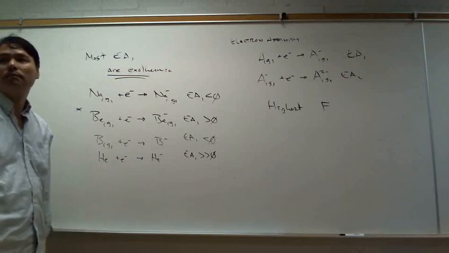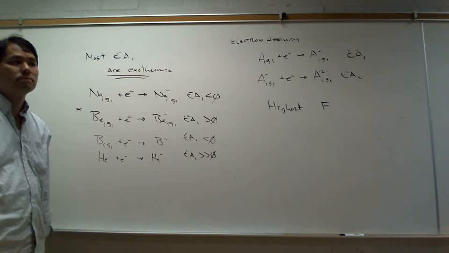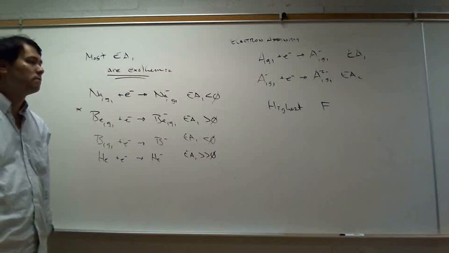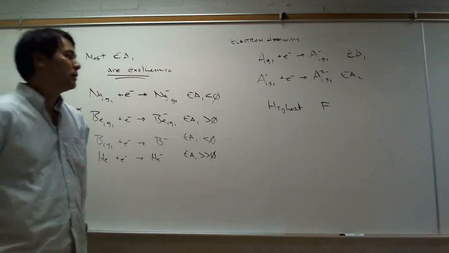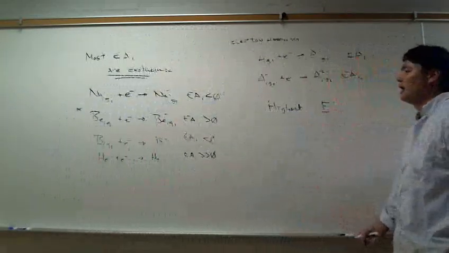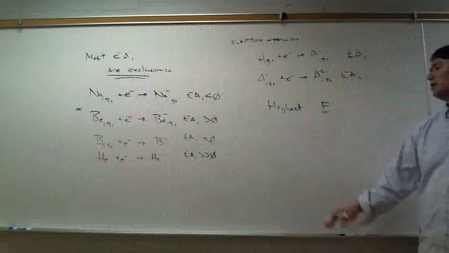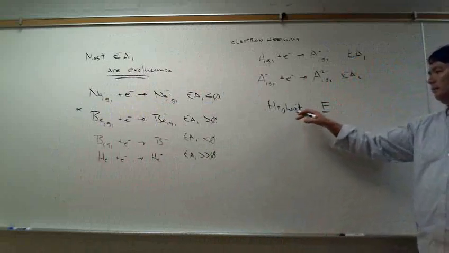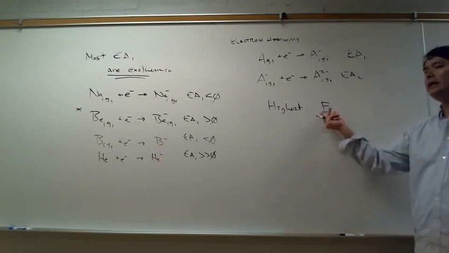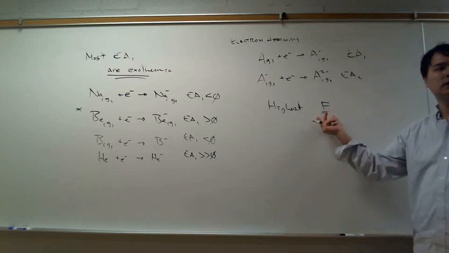Why did you say that chlorine is the highest in electron affinity? He said expected. Expected is different from reality. Actually, let's just stick with the highest. We're not going to worry about the lowest. The highest is going to be fluorine because fluorine is the strongest oxidizer.